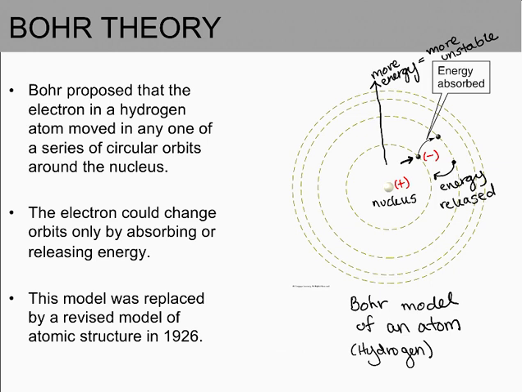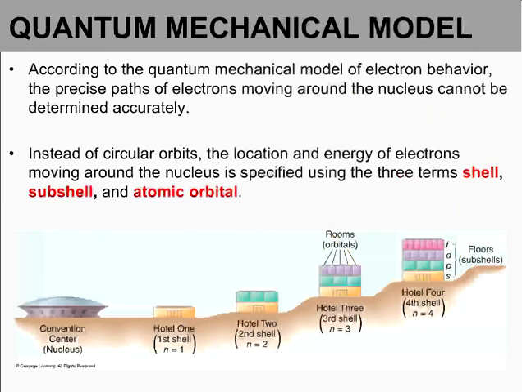Now, this is a simplified version of the atom, and this model was replaced by a revised model in 1926. The revised model is called the quantum mechanical model, and according to this model, the precise paths of electrons moving around the nucleus cannot be determined accurately. So instead, we're going to use probabilities.